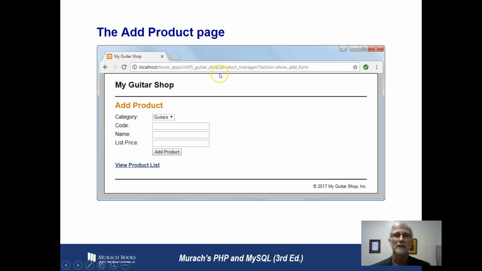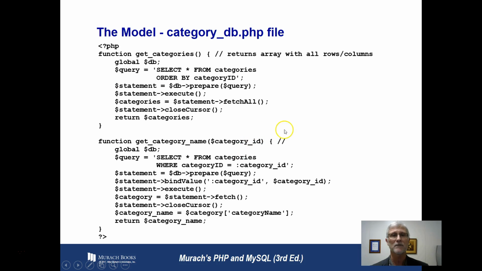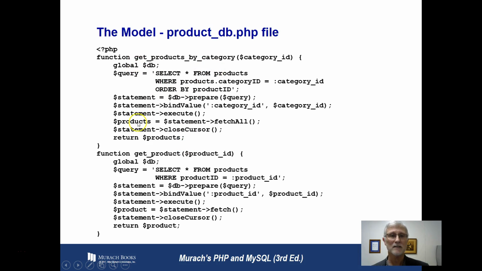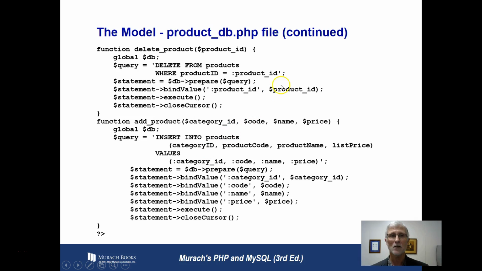So here you've got our add products page. When you click add product, it'll give you a list. Here I've got my function, so here's the definition of the function. You've got global variables, and I'm returning the categories, returning category names. As you can tell, I'm getting the categories, a category name, the products, a product, either products by category or just an individual product. So anything that deals with accessing the data gets put into this.